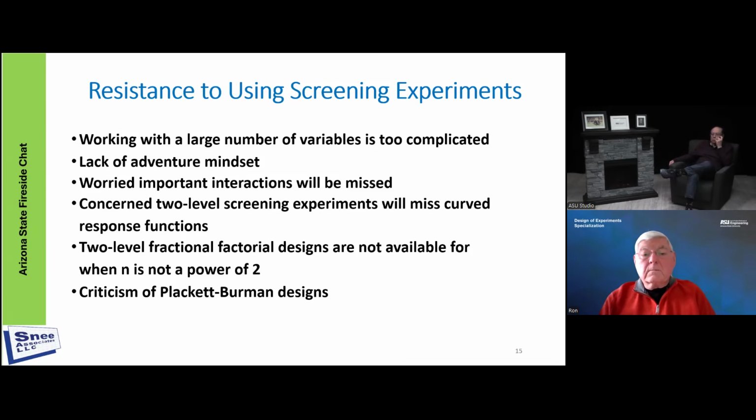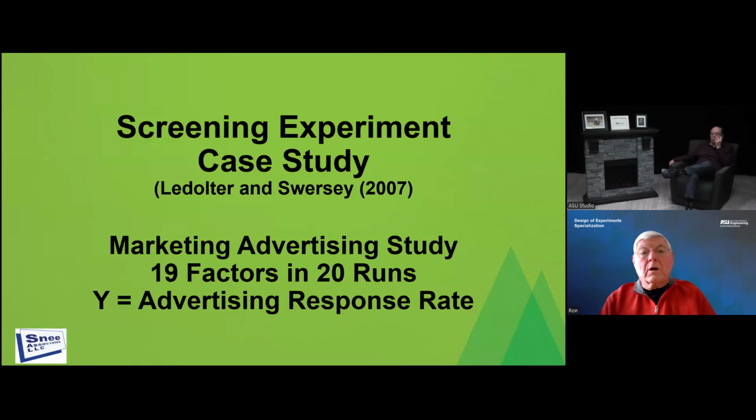And also, most screening experiments, as we'll talk about, are two levels, and they're worried that there's a problem if you have a design which is a power of two, and of course that's not really a problem. And a popular design, which I mentioned earlier, and I'll show you an example here in a moment, is the Plackett-Burman designs, which get criticized, and we'll talk about that as we go along.